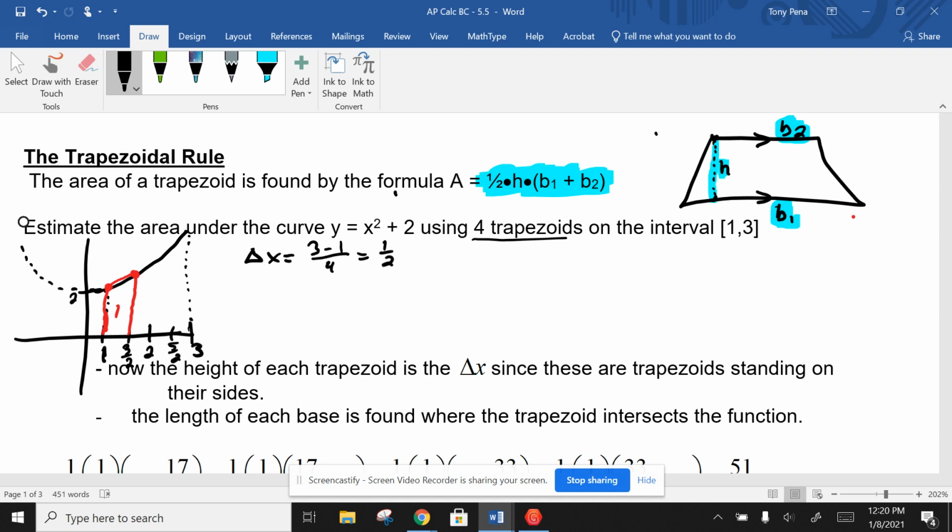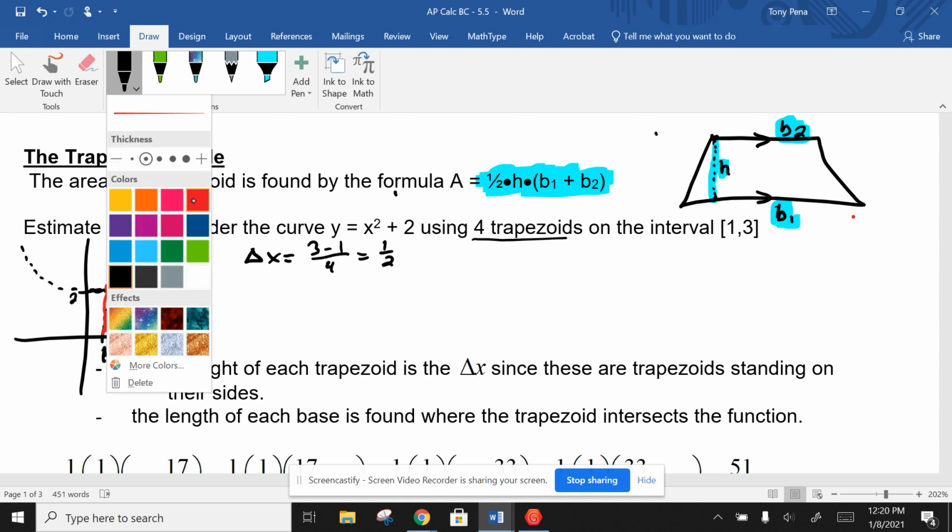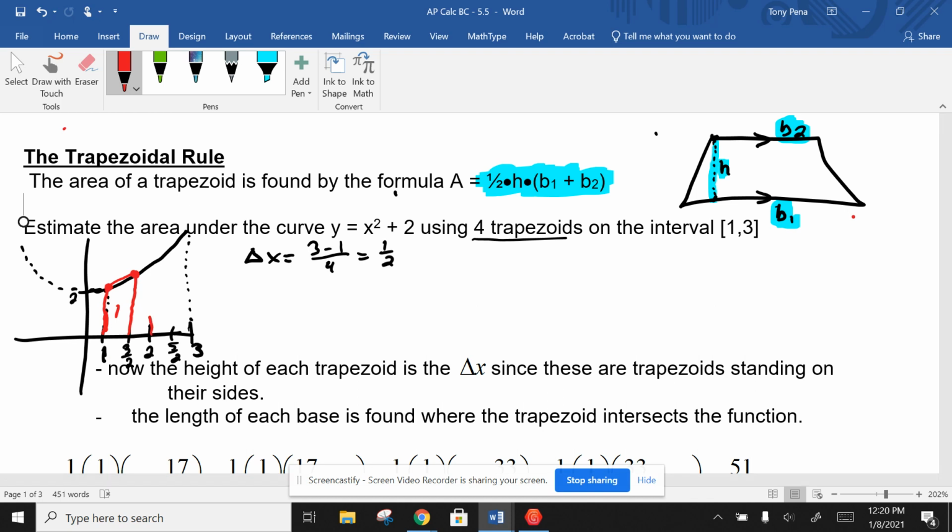All right, so we have trapezoid number 1, and then all we're going to do to get these other trapezoids is go up from 2, hit the curve, and connect those together. We now have trapezoid number 2. Go up from 5/2, and then just connect all of those. And what we should then see is we end up with the 4 trapezoids like we're supposed to.